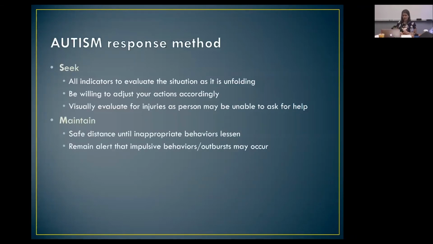And then finally, maintain. So keep a safe distance until appropriate behaviors lessen. So if you come to a scene and there's somebody who's having behavioral disturbance, don't try to stop it. Oftentimes patients who are on the spectrum need to have some sort of outburst, whether it's verbal or physical, and keep that safe distance until the behaviors lessen. And then remain alert that impulsive behaviors or outbursts can occur at any time as well. Okay.